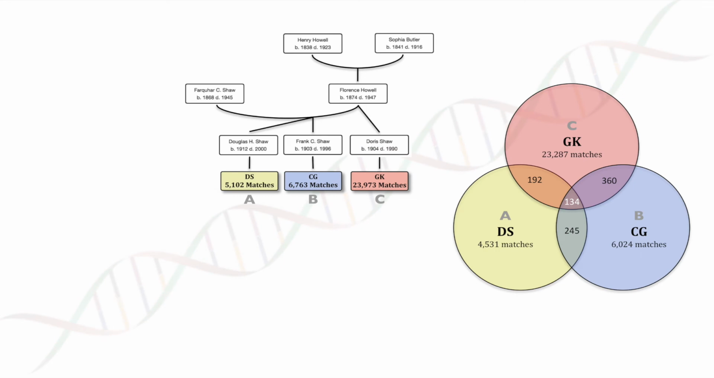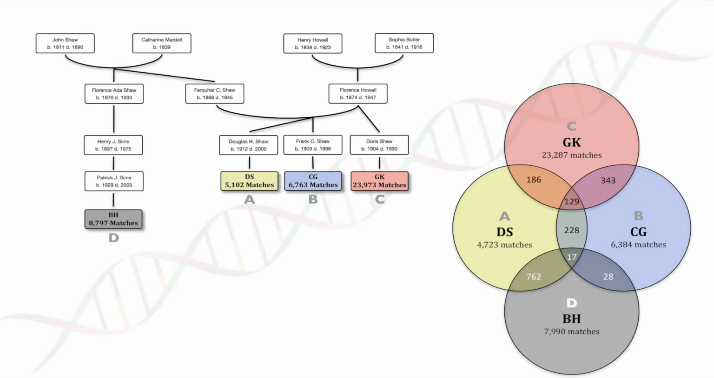Our next test subject from the roster of DS paternal DNA matches is BH, a second cousin once removed on the Shaw line. The addition of BH brings us closer to our brick wall. At this point, things begin to get interesting. From the Venn diagram, we can see that CG has inherited more DNA from the Howell line than her cousin DS, whose matches are heavily weighted towards the Shaws.